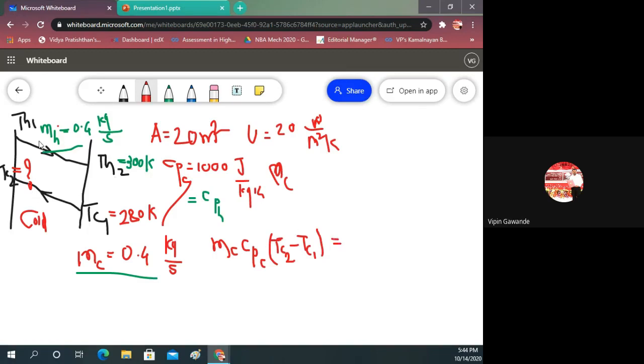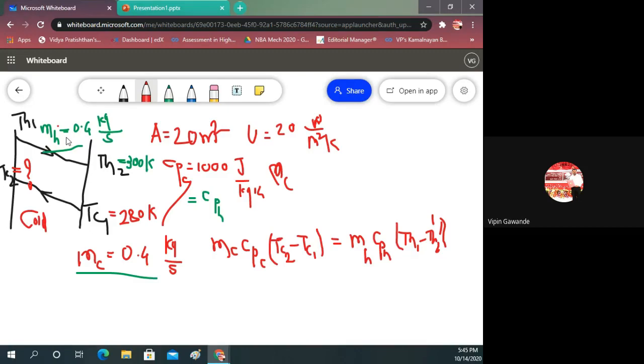Now what is the Q for the hot fluid? It is m Cp delta T, so m hot, Cp hot. What is the temperature difference? Higher temperature minus lower temperature, Th1 minus Th2. So this is the heat balance, or the energy balance equation, for the cold fluid and hot fluid.